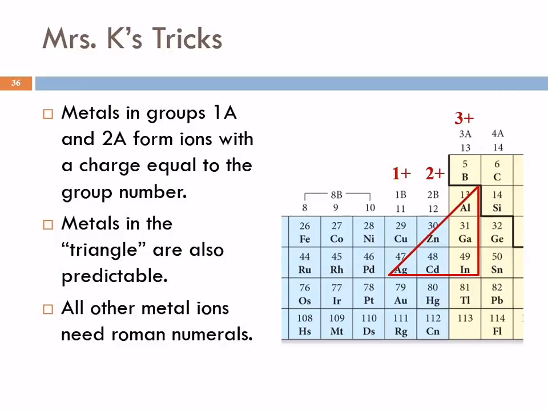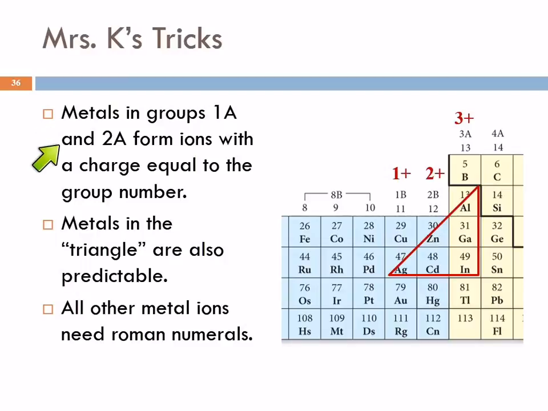So, Mrs. K's tricks. So how do you remember the zinc-silver thing? Well, here we have aluminum. Aluminum's in group 3A. It forms a +3 ion. And I imagine this as being like stair steps or a ramp going down. We've got 3, we've got 2, and we've got 1. There's this triangle in here. The book didn't mention gallium, indium, or cadmium. Those are pretty unusual metals. We're not going to run into them very much. They also typically only form one charge. And so these guys will be +3, these will be +2, and this will be +1. You just need to remember those.